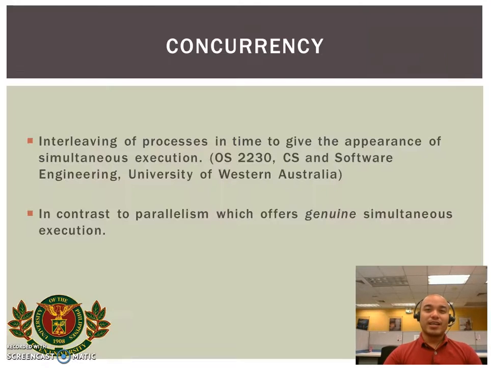Let me start by presenting the definition of concurrency. According to Operating System lecture 2230 from the University of Western Australia, concurrency is the interleaving of processes in time to give the appearance of simultaneous execution. Take note of the phrase: it is only to give the appearance of simultaneous execution, which is in contrast to parallelism, which offers true simultaneous execution.